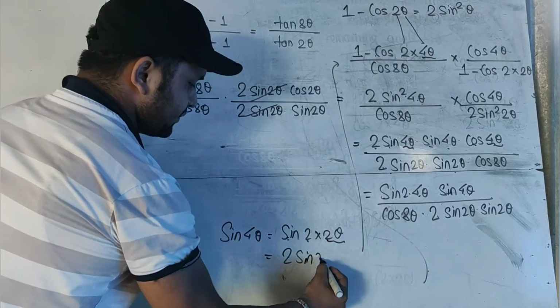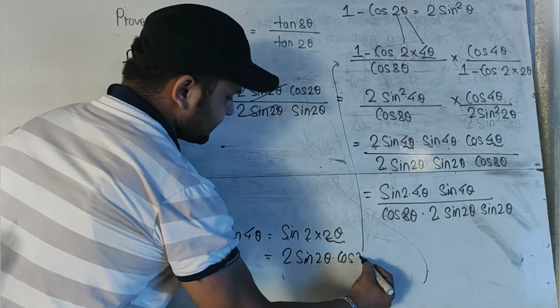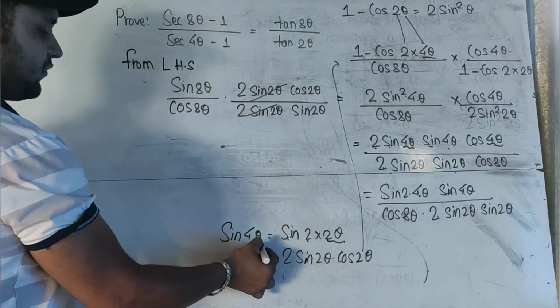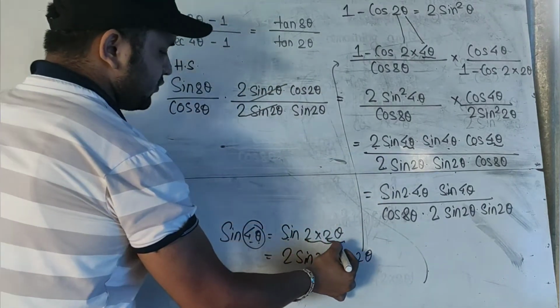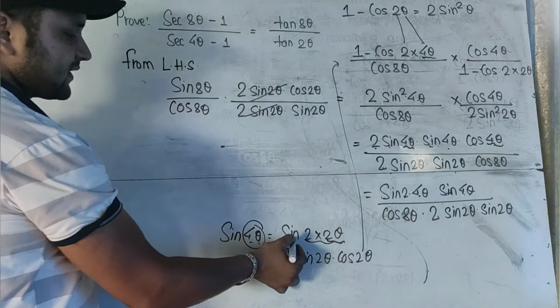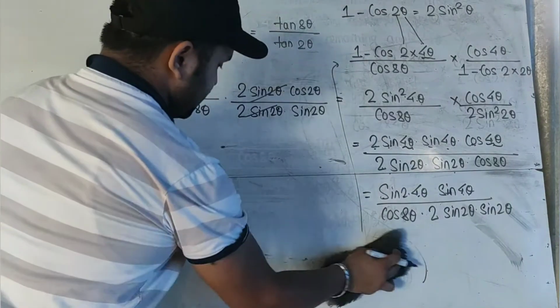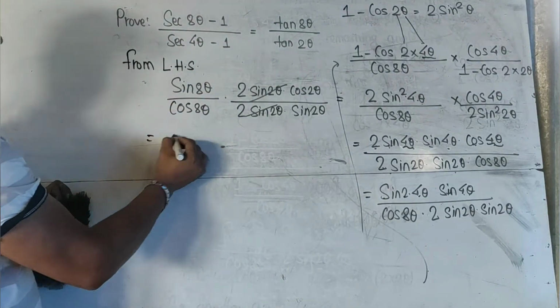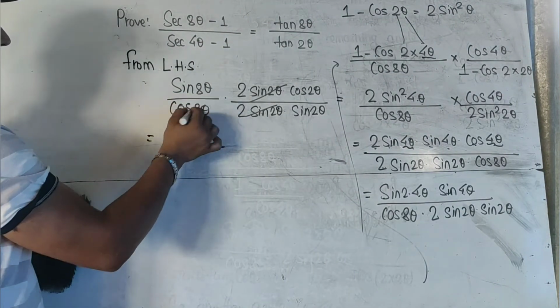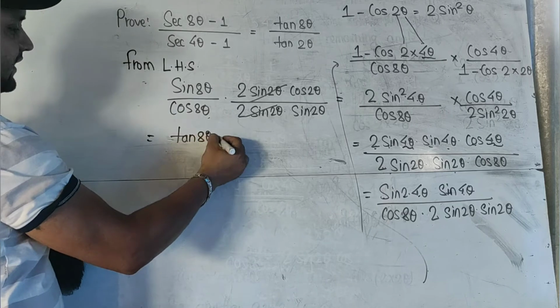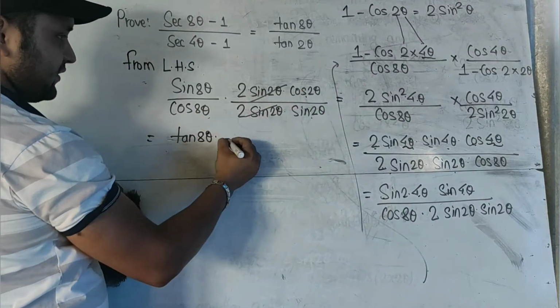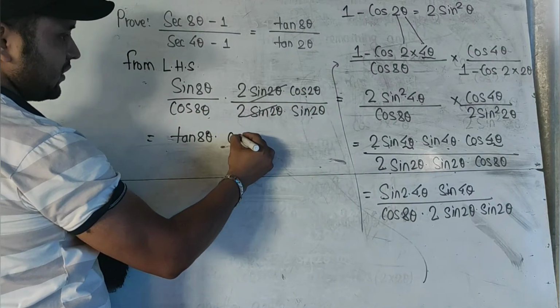So it will be 2 sin theta cos theta. Sin 4 theta, in place of 4 theta we have written 2 into 2 theta. Sin 2 theta is 2 sin theta cos theta. Now sin theta by cos theta is tan theta. So sin 8 theta by cos 8 theta will also give you tan 8 theta. Cos 2 theta and sin 2 theta will give you cot 2 theta.